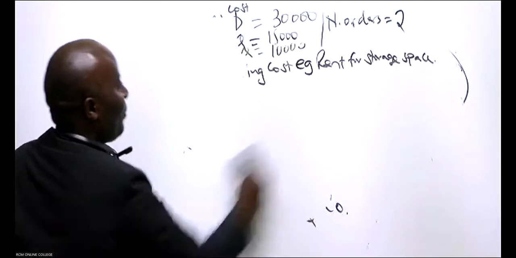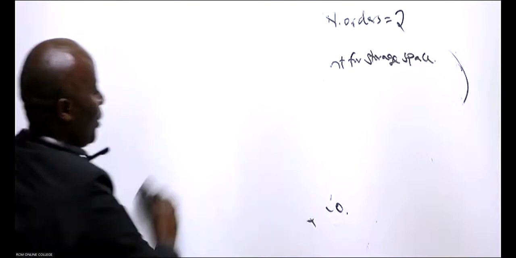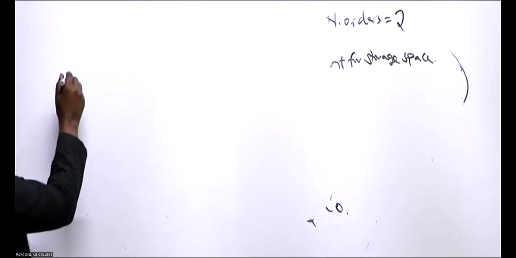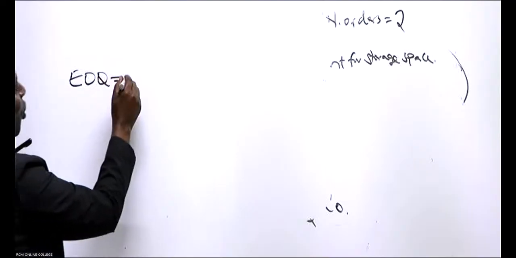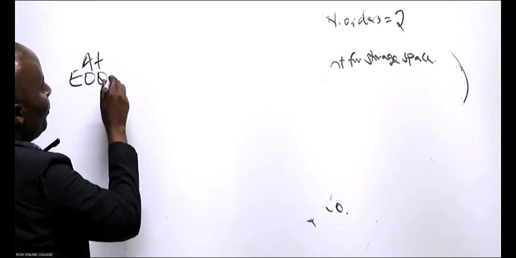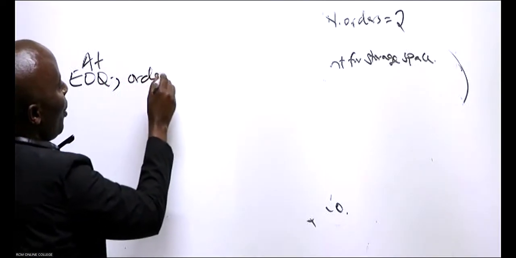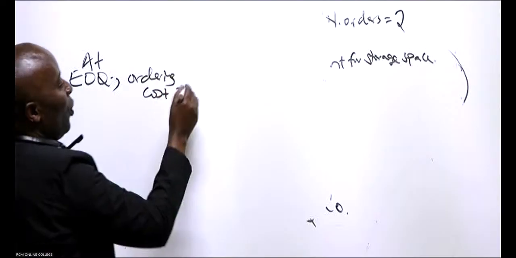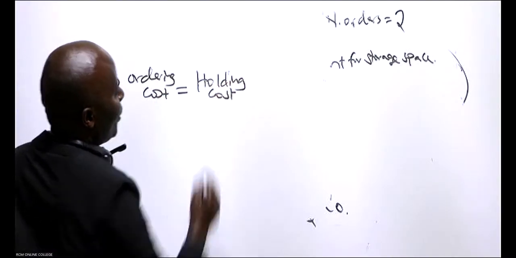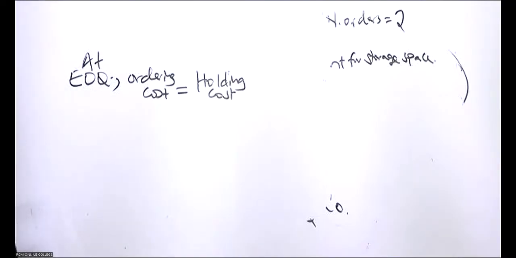So we are saying something very important, my good students, that any time they want us to give them EOQ, EOQ will always be at EOQ. Mention that at EOQ, ordering cost will always be equal to who? Holding cost. And this I would want you to highlight.